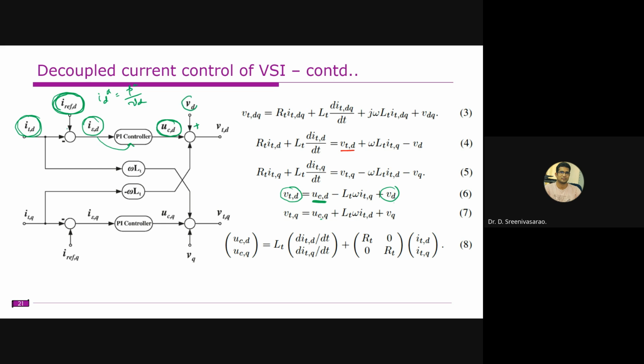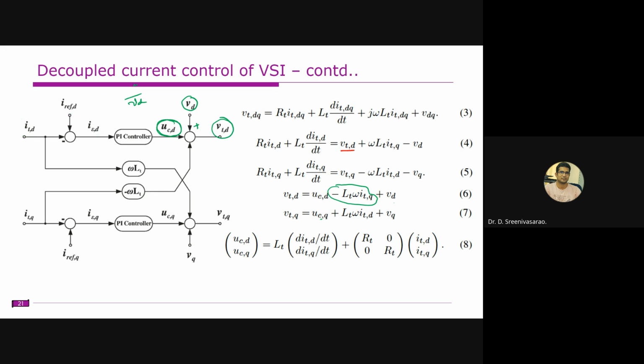This one is the coupled term, right? It depends on the coupling term, minus LT omega ITD. You can see here, this is ITD, this is ITQ, and from this ITQ we take minus omega LT. This is the term we are adding. Why we are adding this term is to decouple the active and reactive terms, right? Because of this current, this one is the loss, and we are compensating this loss indirectly. Okay, so this gives you the VTD.